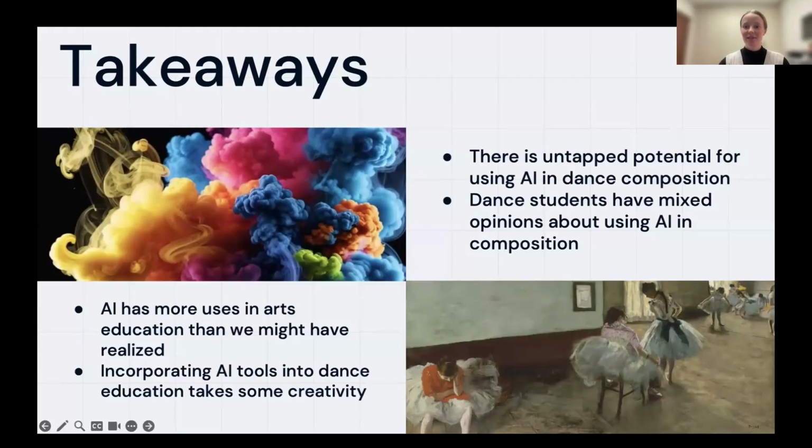And looking at dance more specifically, I think there's untapped potential for using AI in dance composition. Dance students have mixed opinions about the use of AI in dance composition, which is, I think, a good thing. If they all just jumped on board and said, yes, we're all going to use it, no questions asked, that would be maybe limiting to them. The idea that they had concerns about the ethics of it and were concerned about the creative process and the creativity involved means that they're really critically thinking about these uses.